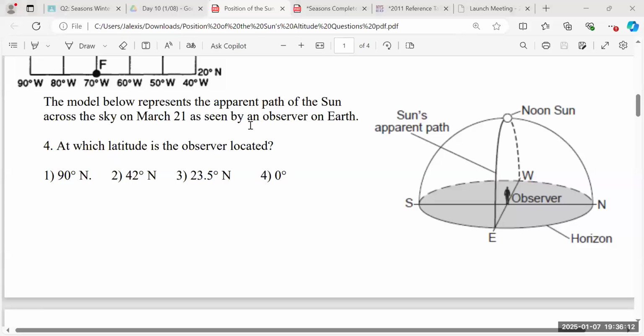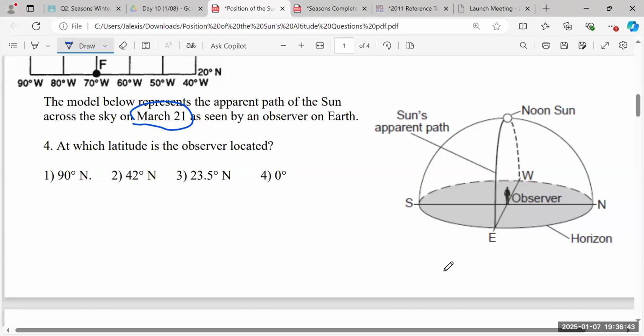All right, number 4. It says the model below represents the apparent path of the sun across the sky on March 21st as seen by an observer on Earth. At which latitude is this observer located? So remember, every special date, the summer solstice, the equinox, and the winter solstice, has a latitude where the sun will be directly over an observer's head at a 90-degree angle.